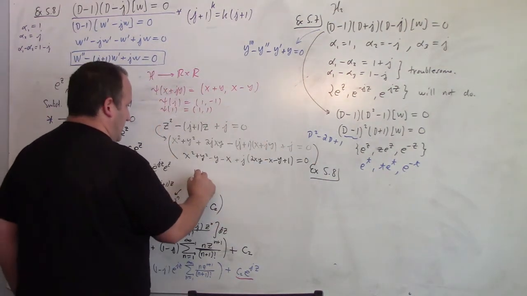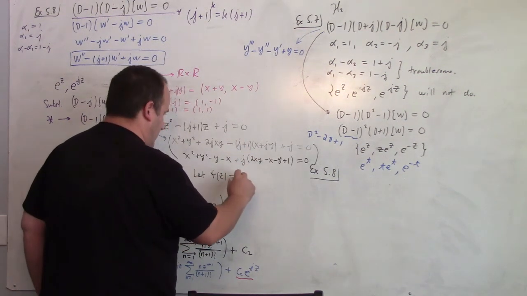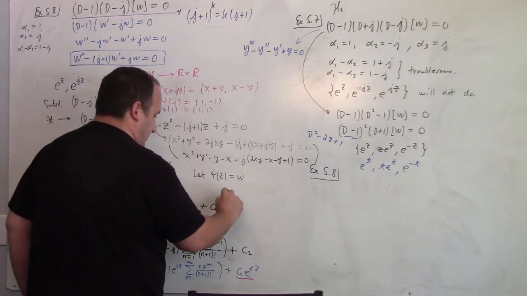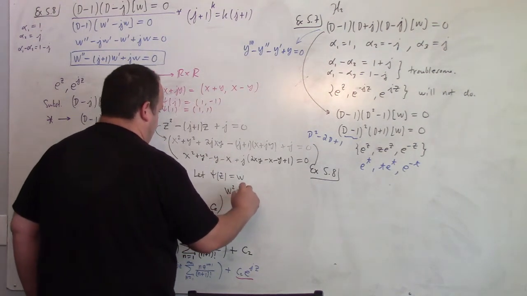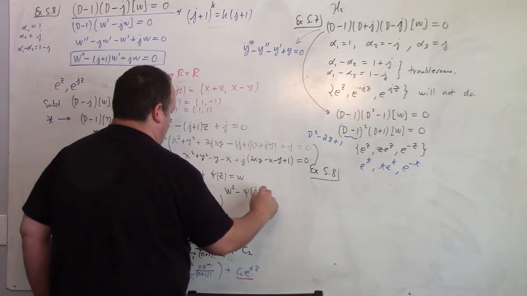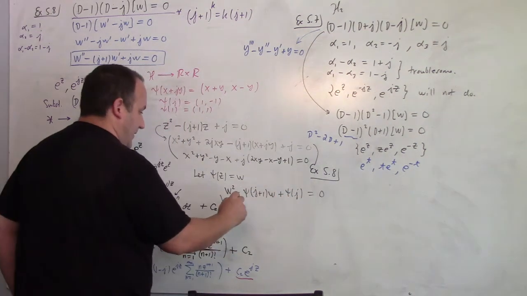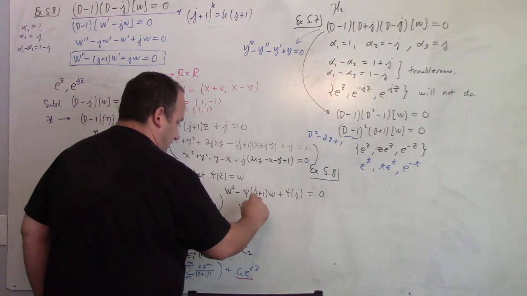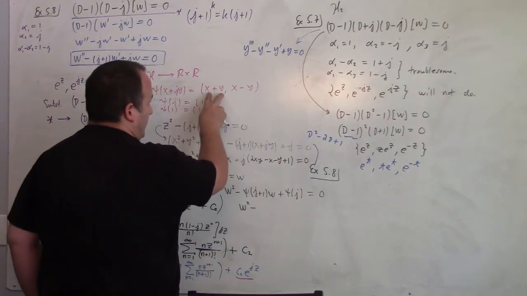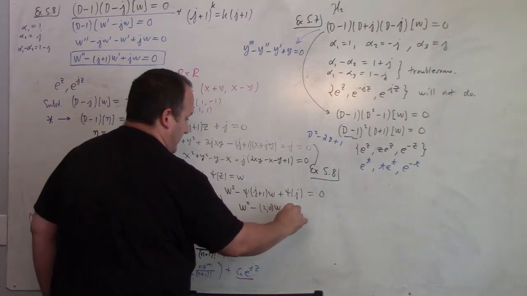So let psi of z equal to, say, w maybe. Then this gives us, take psi of that, I think this is what you're doing, w squared minus psi of (j plus 1) w plus psi of j equal to 0. So that's w squared, now j plus 1 gives me (2, 0). J is (1, minus 1).